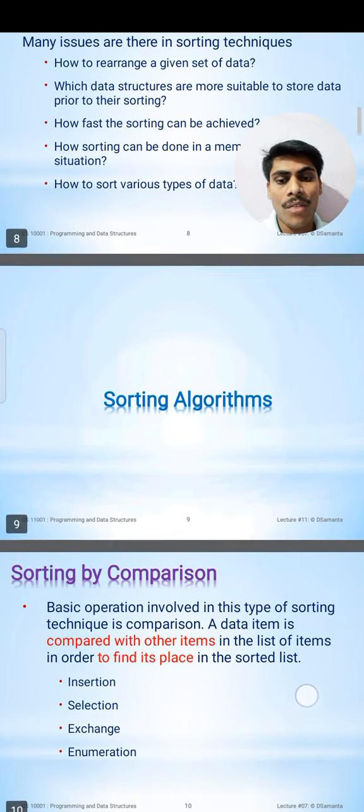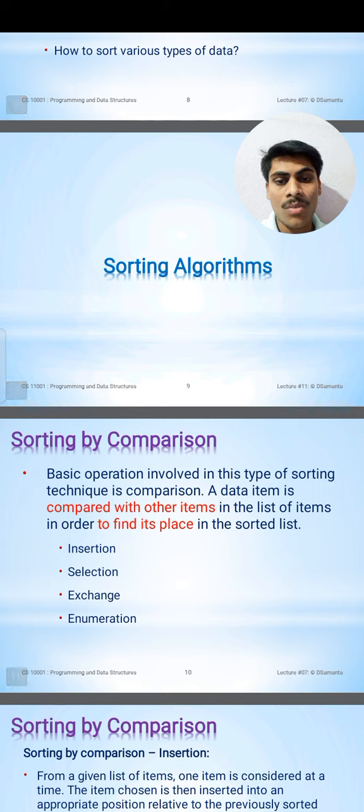Sorting algorithms: there are many sorts. The basic operation involved in these sorting techniques is comparison. A data item is compared with the items in the list in order to find its place in the sorted list. The methods are insertion, selection, exchange and enumeration.